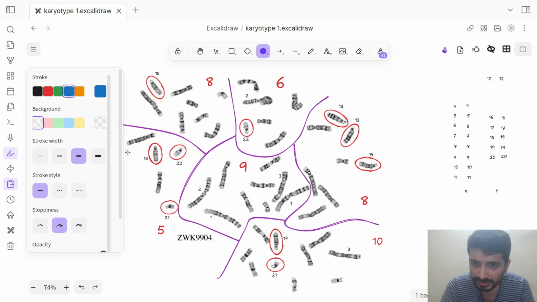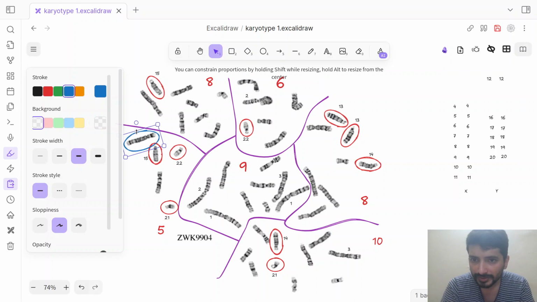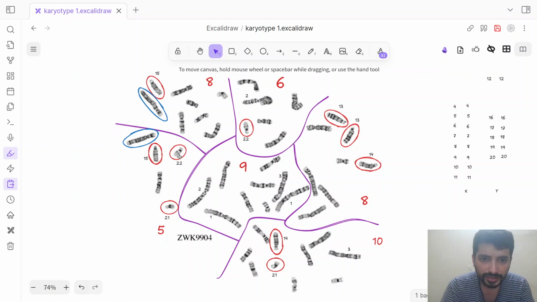So this is a large submetacentric chromosome, and if I am to find similar chromosomes, this is another one right next to this. Can you find others? Okay, there's one over here.